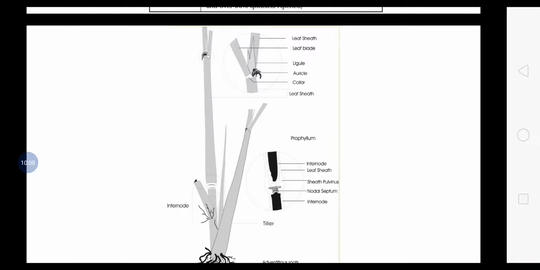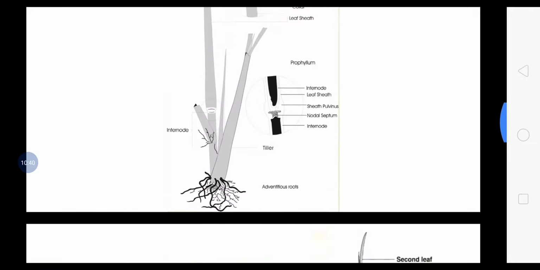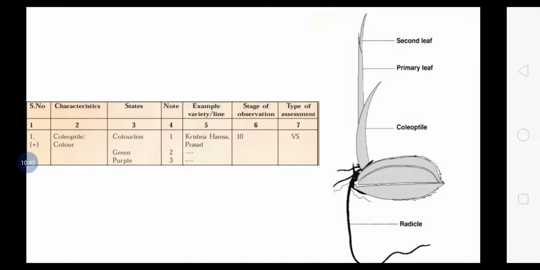So to begin with the individual characteristics, we shall see certain parts of a rice plant. Here you can see leaf sheath, leaf blade, okay, then ligule, auricle, collar, leaf sheath, then internode, node, leaf sheath, sheath pulvinus, internode, tillers, etc. And adventitious roots are present in rice. So now we shall see the individual characters.